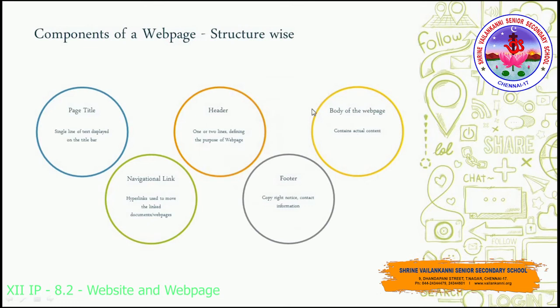So each web page has these components. And then the footer note. This normally contains the copyright notice and the contact details. Normally it will be displayed on the bottom side of the web page. So it will have the copyright details and the contact information, right? These are all the components of a web page based on the structure.